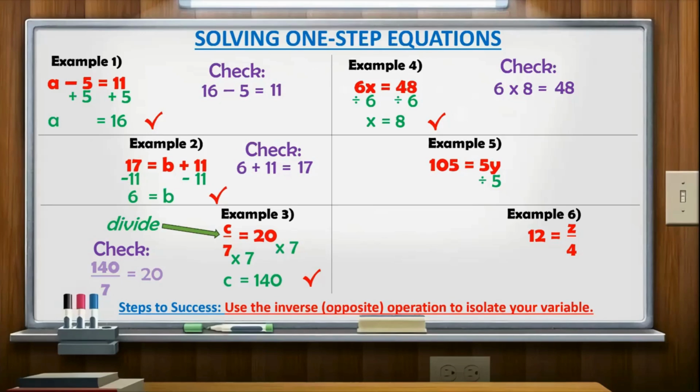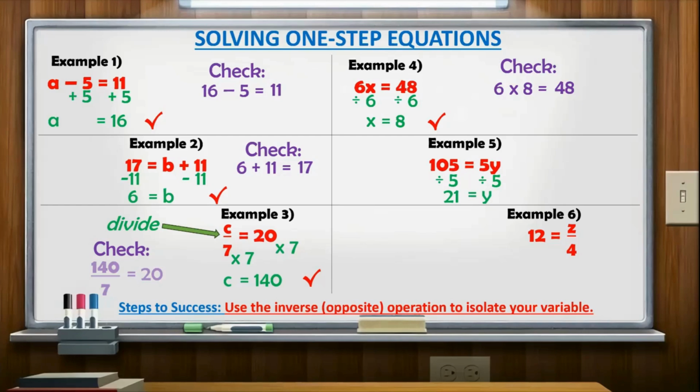So in order to balance out the equation, again, you must remember whatever you do to one side, you do to the other. So I will also divide 105 by 5. And once I have done this, I have isolated my variable. So let's lay this equation out so I can clearly see what the value of y is. So 105 divided by 5 is equal to 21, and 5y divided by 5 is equal to y. So my y is equal to 21.